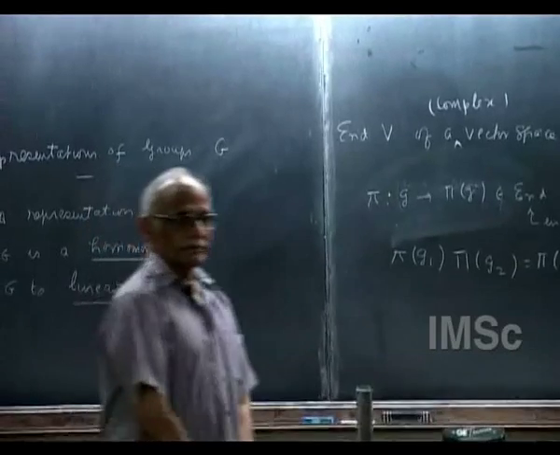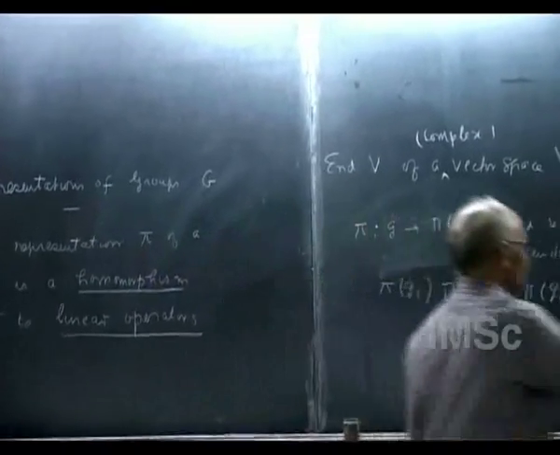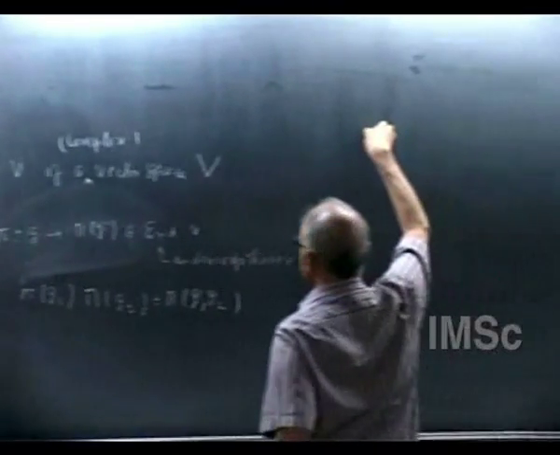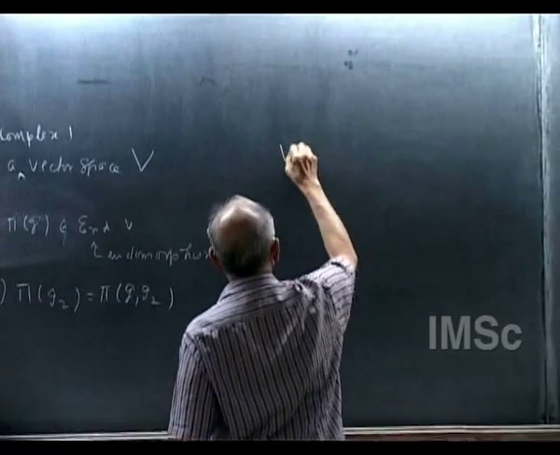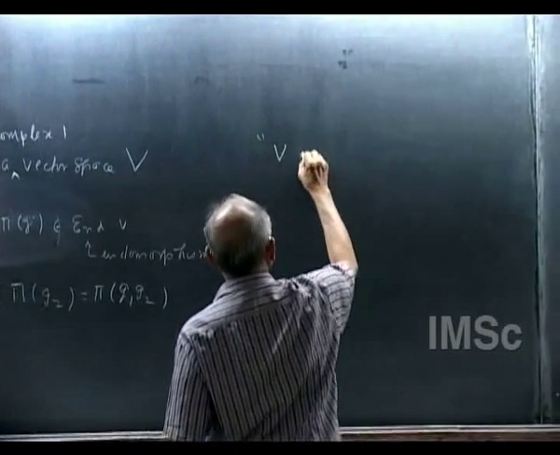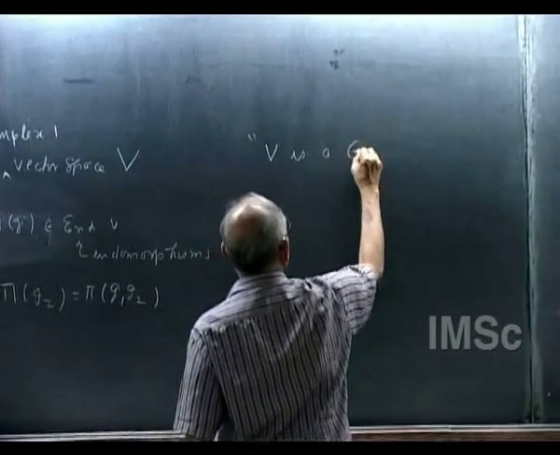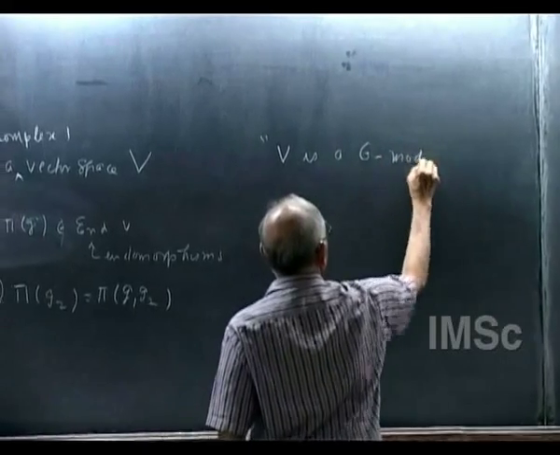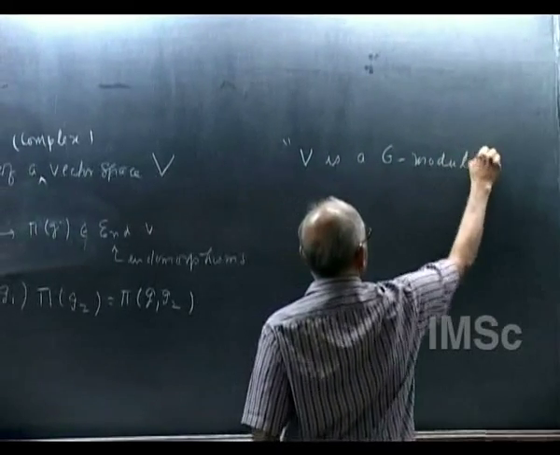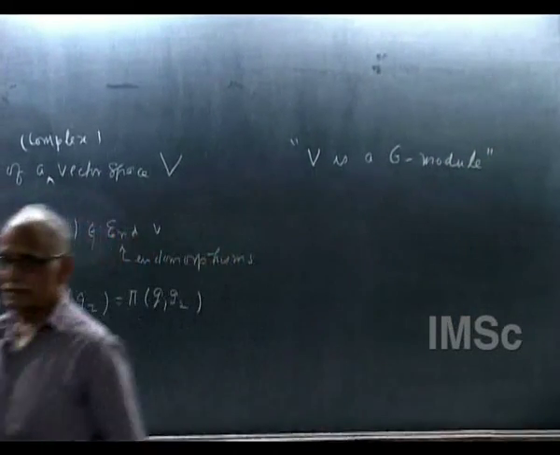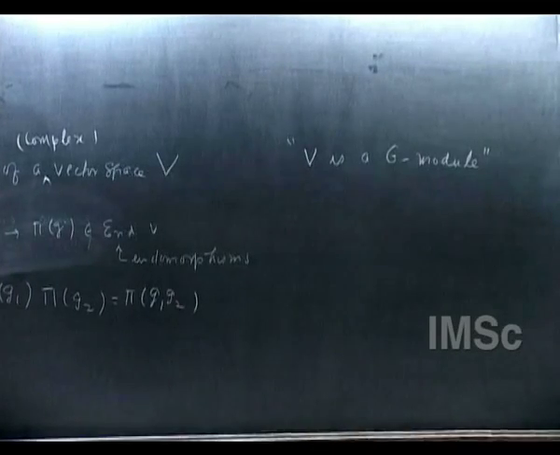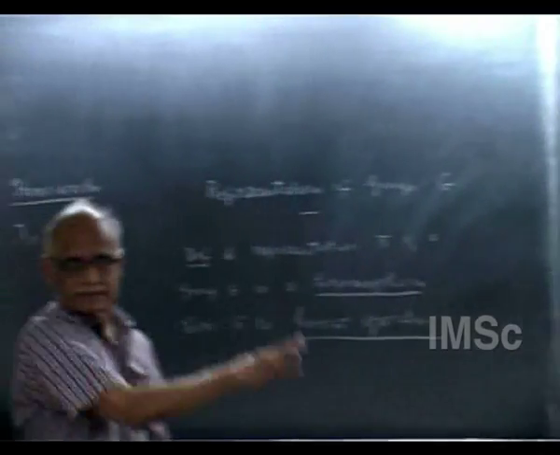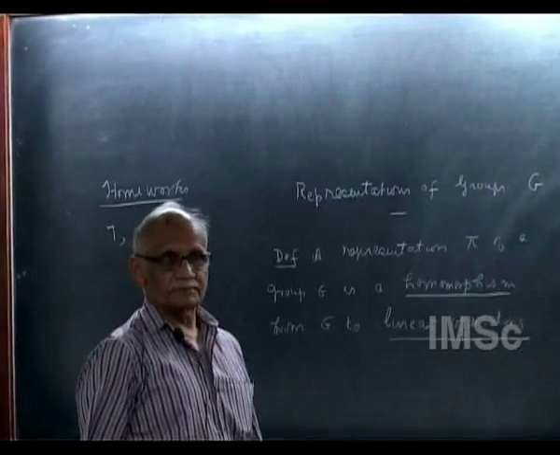Very often you will find, more and more frequently, this language used: V, people say, is a G module. This usage is particularly common in mathematics, but it means that it is a representation space for G.